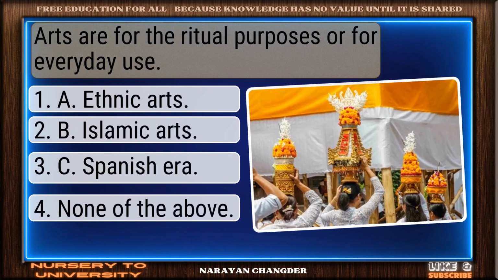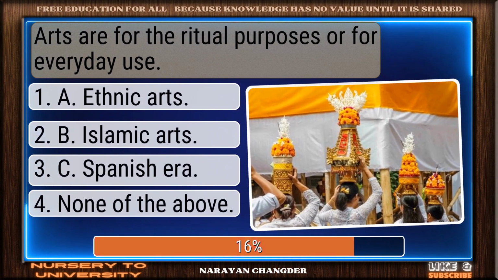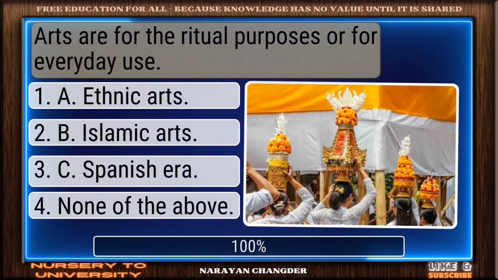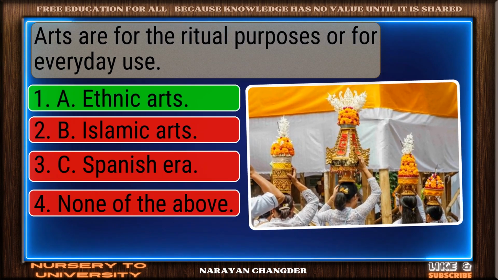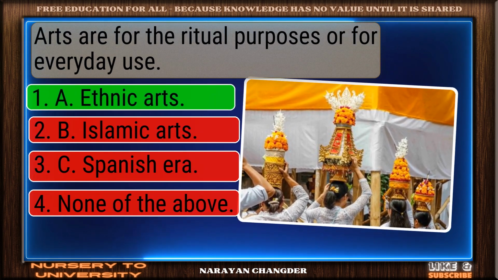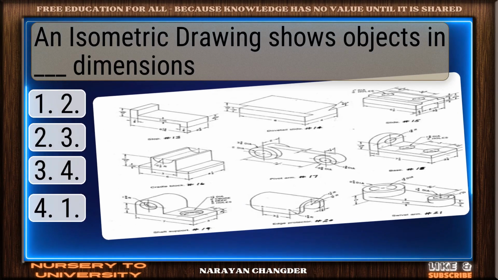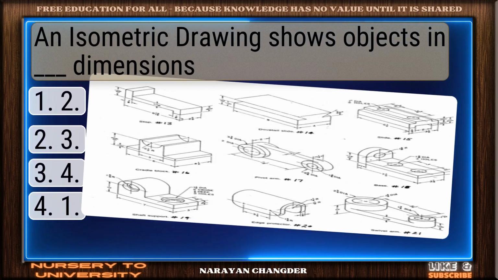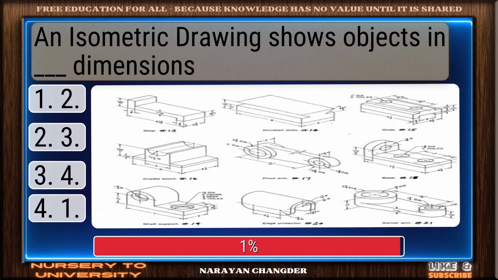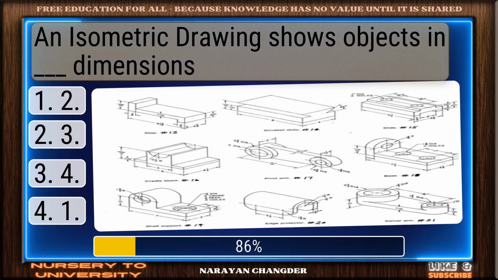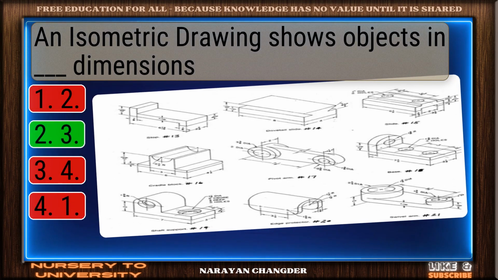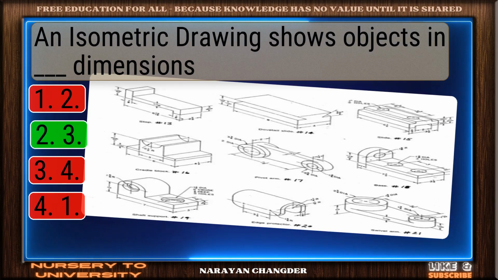Arts are for ritual purposes or for everyday use. Excellent choice. Ethnic arts is the right answer. An isometric drawing shows objects in dash dimensions. Strong choice. 3 is the right answer.